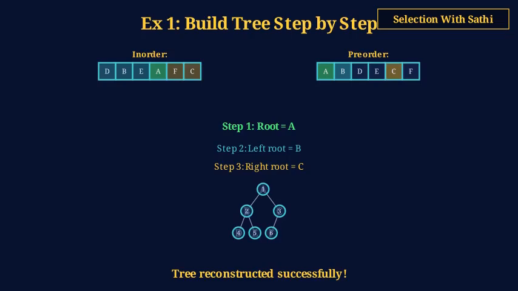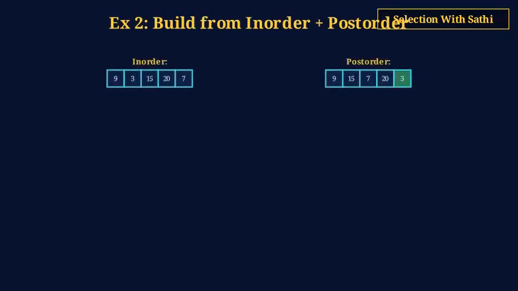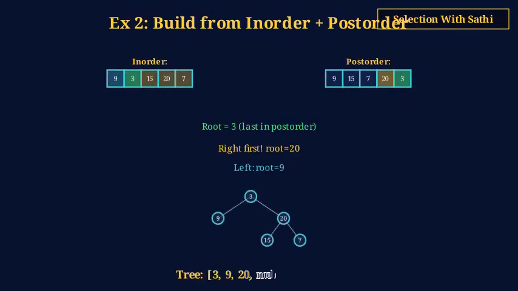Same tree, but now using Inorder 4, 2, 5, 1, 6, 3, 7 and Postorder 4, 5, 2, 6, 7, 3, 1. Pop 1 from the end of Postorder. Root is 1. Find 1 in Inorder at index 3. Now build right subtree first. Right Inorder, 6, 3, 7, pop 3 from Postorder end.